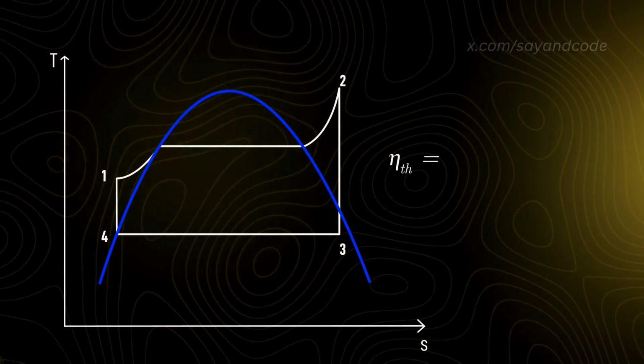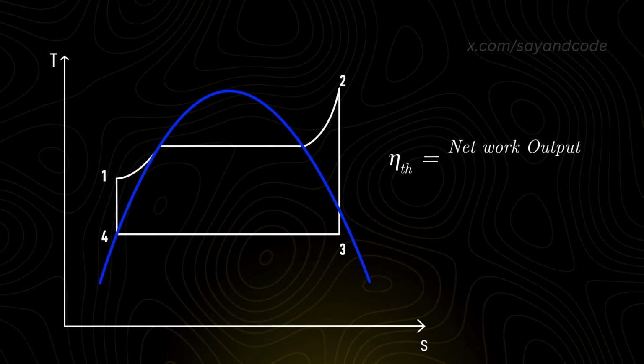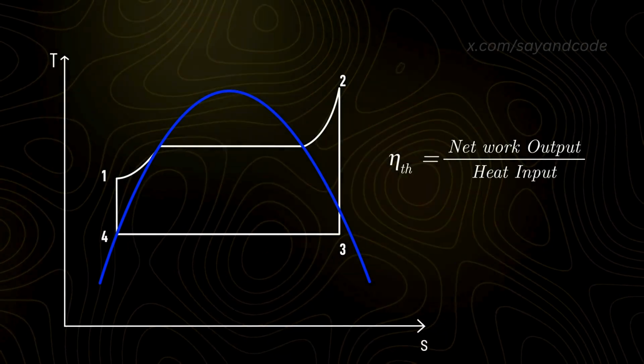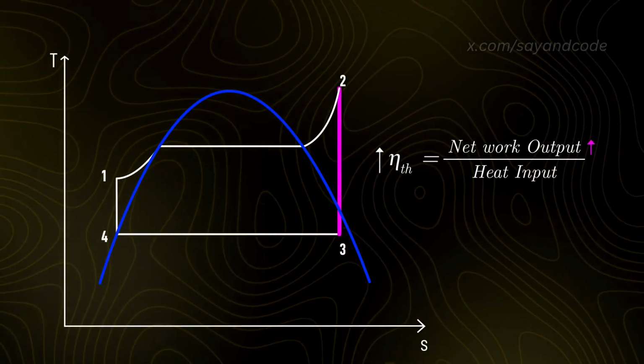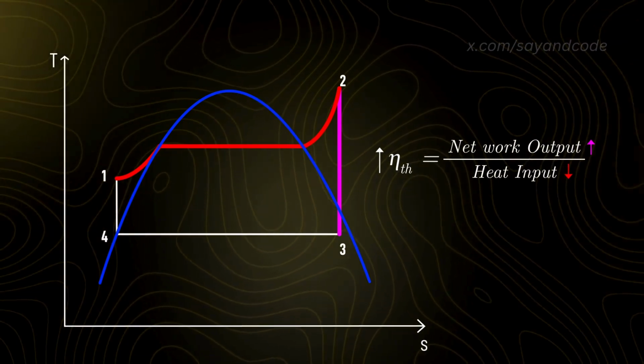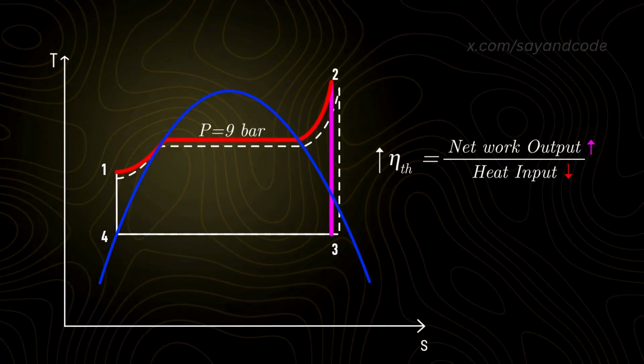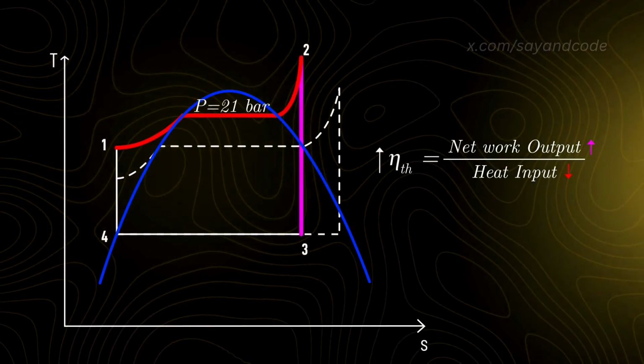The efficiency of a vapor power cycle is net work output by heat input. So, to increase the efficiency, we can either increase the net work output or decrease the heat input. One way to do this is to increase the pressure and temperature at which water enters the boiler.